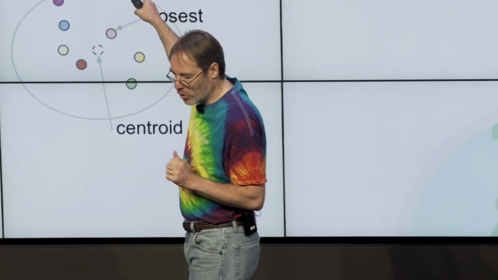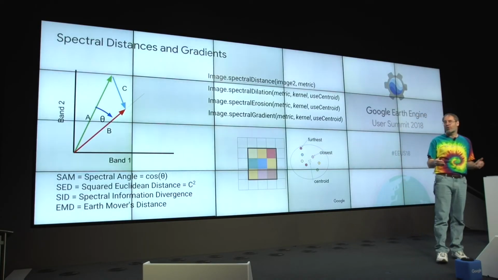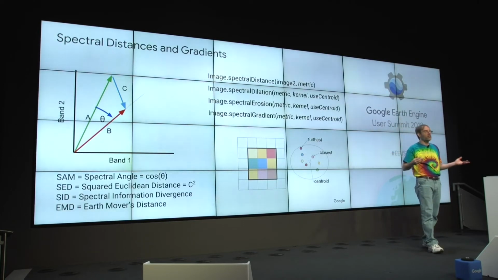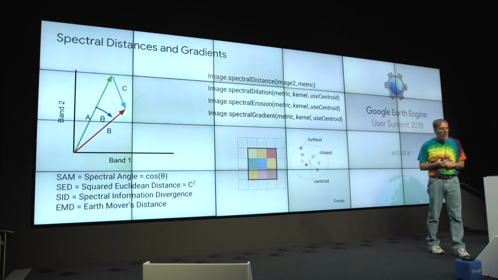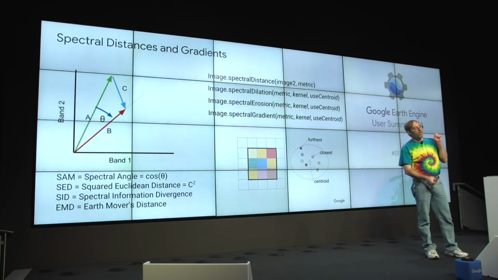These tools are designed to work on spectra. When you read the literature, they're expecting you to have four reflectance bands, and you're doing some kind of spectral distance on reflectance bands. Earth Engine doesn't care. So if you've got an image with a bunch of temporal composites in it, this will attempt to do spectral distance in time. And I'm excited about that.